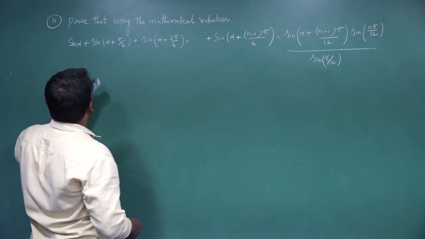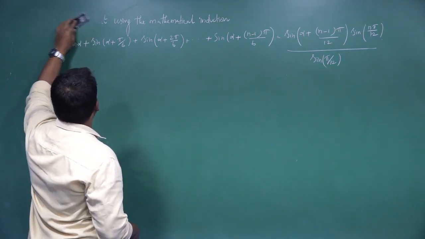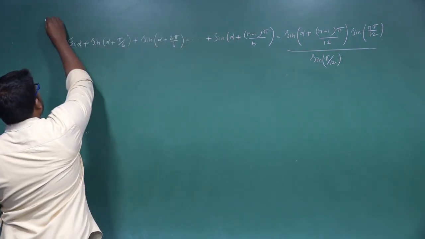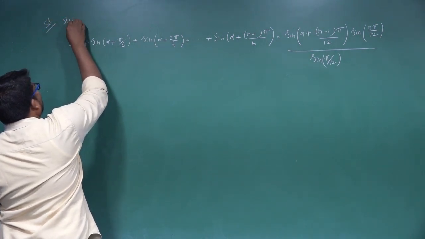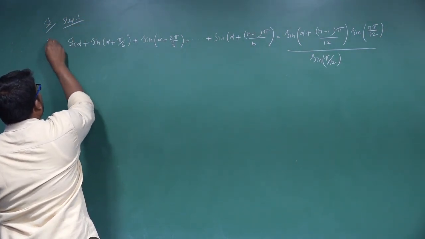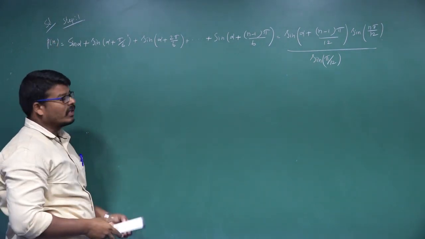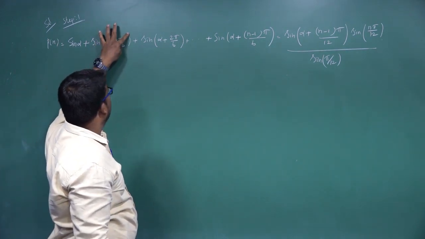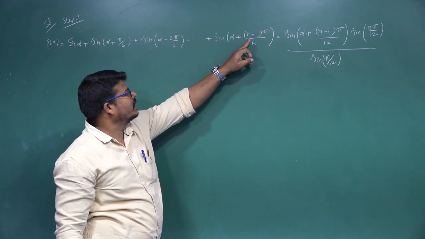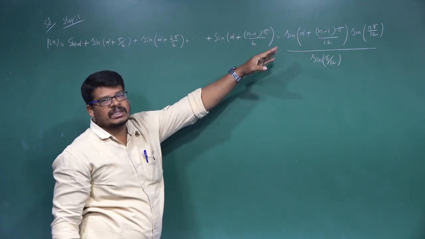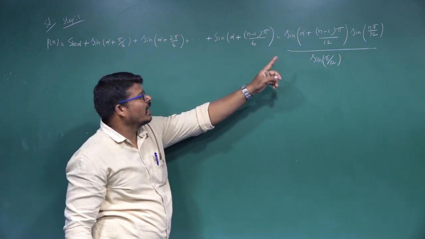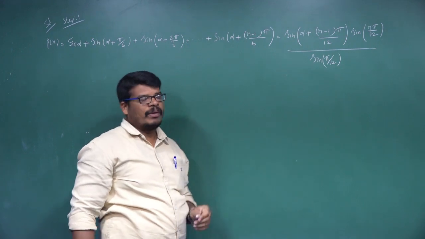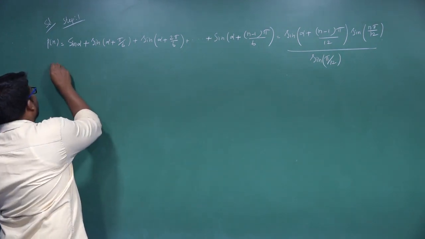Given the statement, write it as P of n. Writing the solution. Step 1. Let the statement be P of n equal to sin alpha plus sin of (alpha plus pi by 6) and so on, plus sin of (alpha plus (n minus 1) pi by 6) equal to sin of (alpha plus (n minus 1) pi by 12) into sin (n pi by 12) by sin (pi by 12). That is P of n.